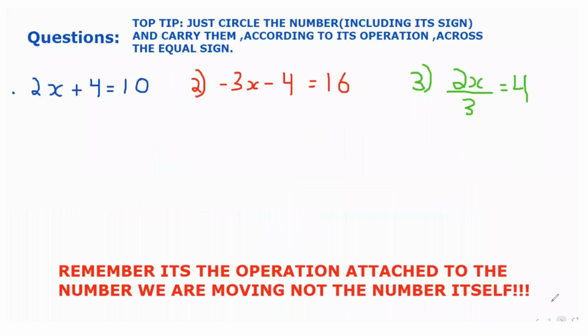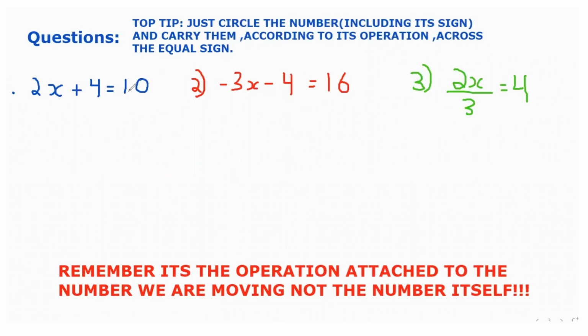Okay, so let's continue. You might have some questions. Top tip: circle the number, including the sign, and carry it across the equal sign according to its operation. Repeat, we circle the number, not the letter, because we want the letter by itself. Carry it across according to its operation, in the order of the acronym, across the equal sign. So let's try some questions. Number 1.